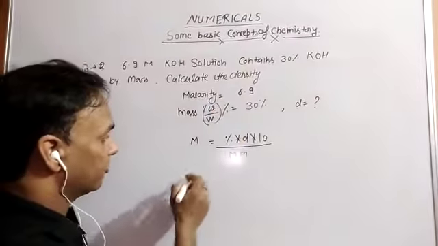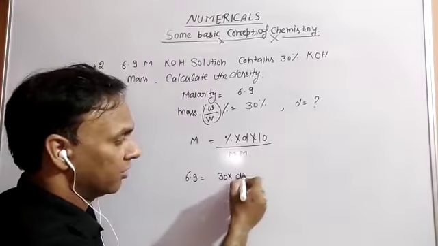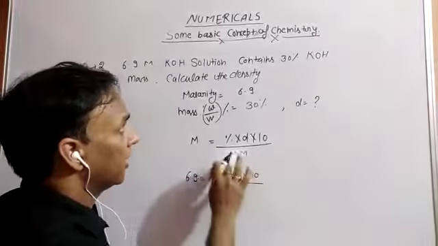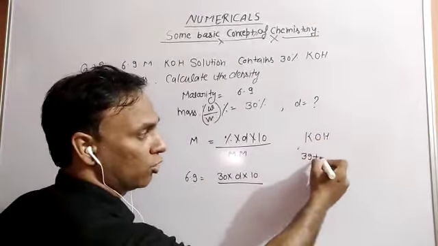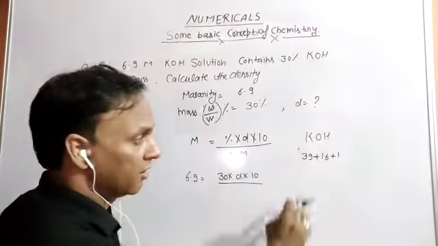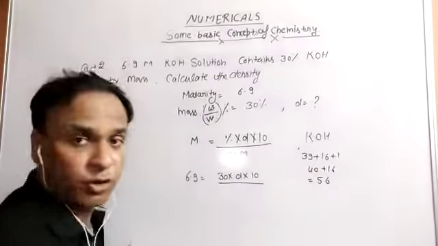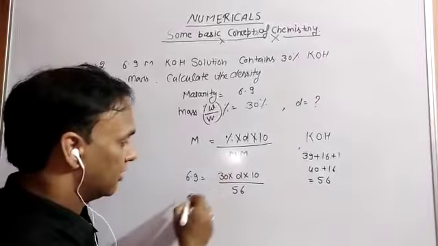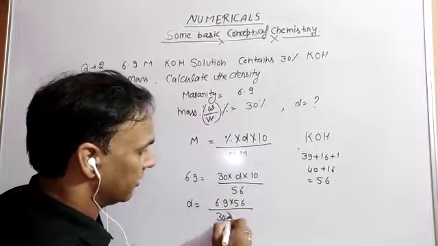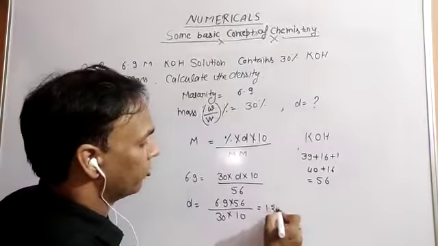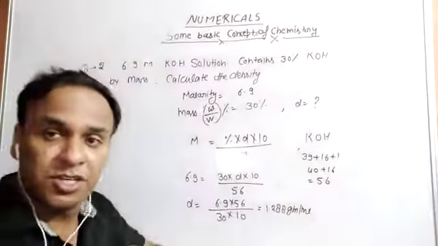Molarity is 6.9, mass percent 30%, density is what is required, 10, and molar mass of KOH. Potassium is 39, oxygen 16, hydrogen 1, that is 39 plus 16 plus 1, means 56. Got it? Now the density is equal to 6.9 into 56 upon 30 into 10, which is equal to 1.288 gram per ml. Clear? This relationship is very important.